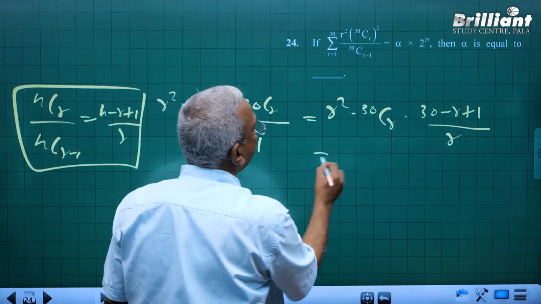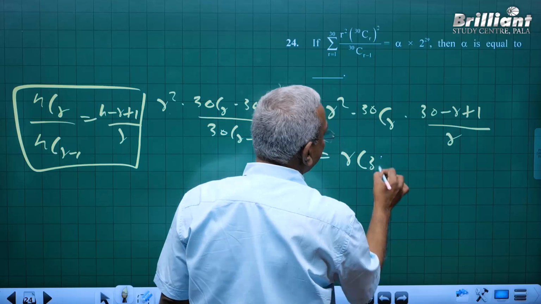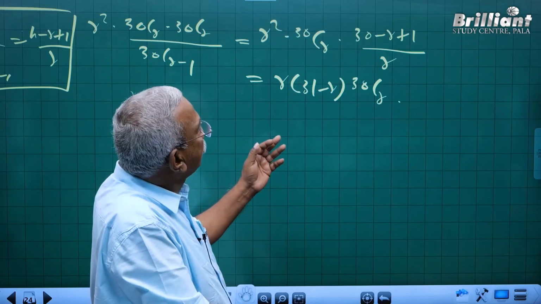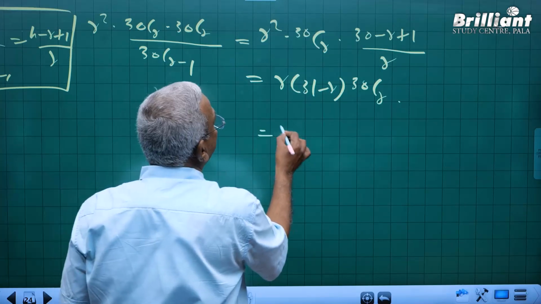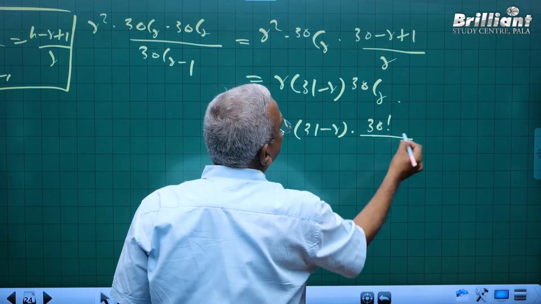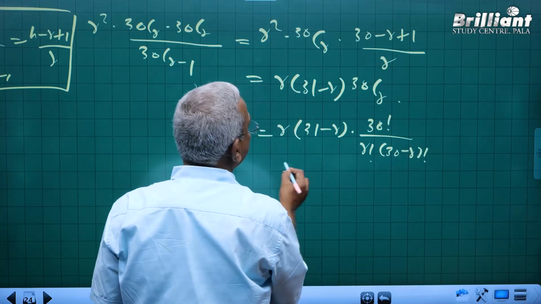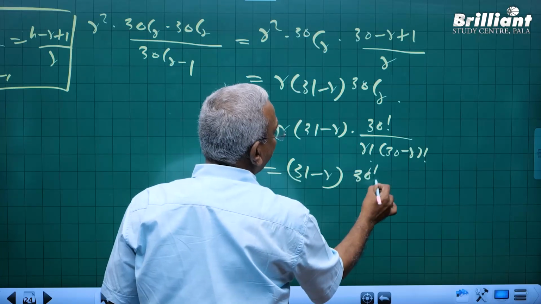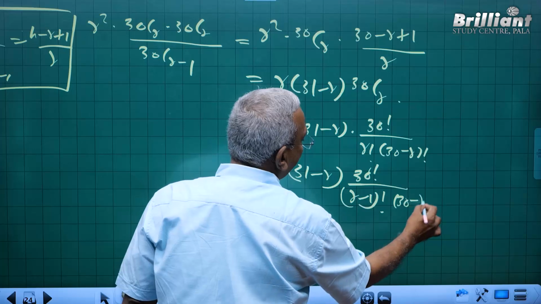It is equal to, 1 r gets cancelled. That is still r into 31 minus r into 30Cr. So, it is good to expand this expression and cut one more r from there. It's equal to r into 31 minus r into 30 factorial divided by r factorial into 30 minus r factorial. So, again it is written in the form 31 minus r into 30 factorial divided by r minus 1 factorial into 30 minus r factorial.